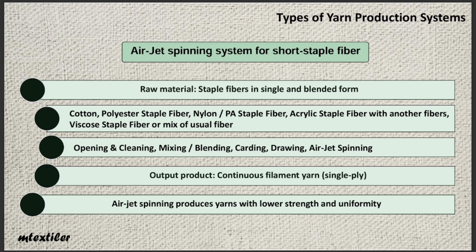Machine sequence: opening and cleaning, mixing, blending, carding, drawing, air jet spinning. Output product: continuous filament yarn, single ply. Air jet spinning produces yarns with lower strength and uniformity.